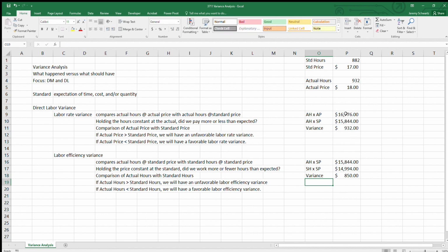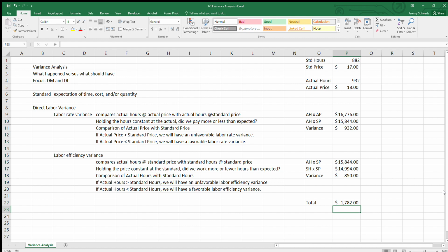So in the grand scheme of things, 16,776 is what it cost us. We had planned for 14,994. The difference between those two, so the total variance: here's what it actually cost us, but it should have cost us under 15,000. Our total variance is 1,782.